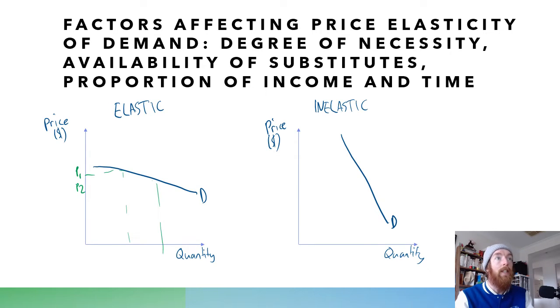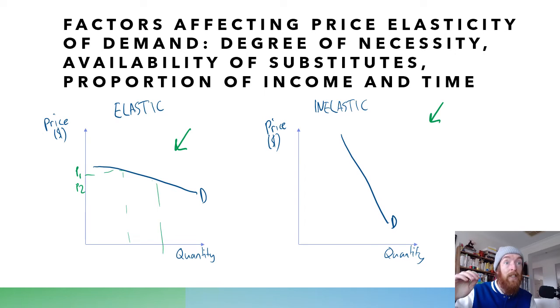Things that can affect this: degree of necessity. If something is a necessity, it's going to be inelastic because price is not going to affect our decision making much at all. If the price goes up, we're not going to demand much less because it's a necessity. If something's not a necessity, if it's a luxury, it's going to be elastic because if the price changes, it's going to affect us a lot more. If chocolate goes to half price, we buy a lot more of it.